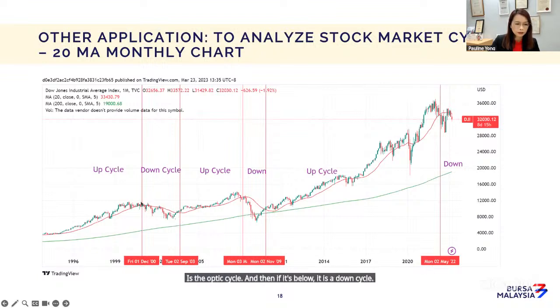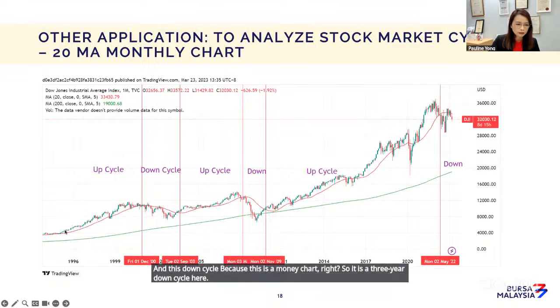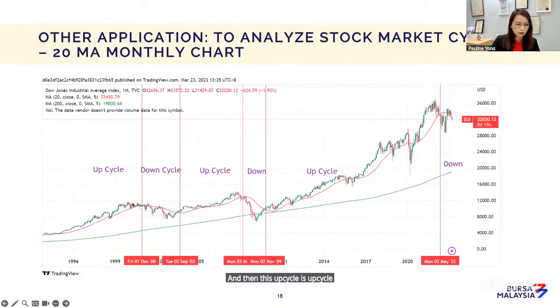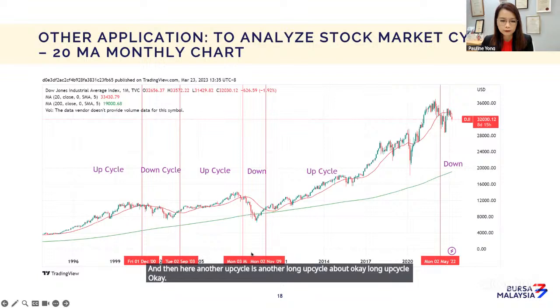And if it's below, it is a down cycle. Because this is a monthly chart, it is a 3-year down cycle here. And then this up cycle is a very long up cycle. And here is another long up cycle. Okay, so let's take a look at the real thing.